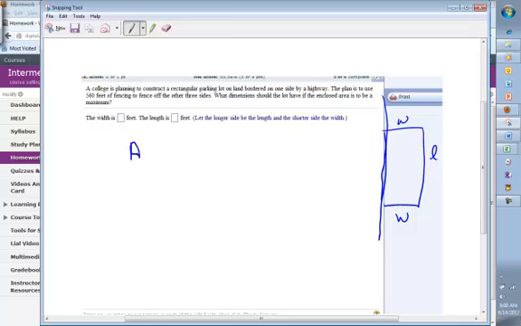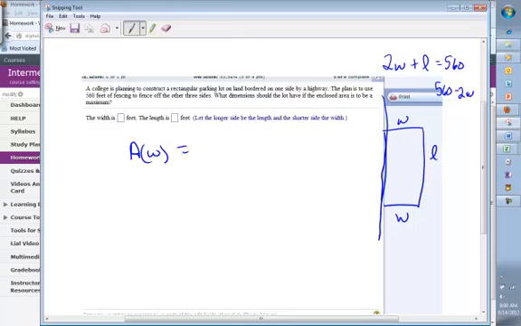So area as a function of the width. Well, first of all, we have to note that 2 widths plus the length is 560. So the length is 560 minus twice the width.